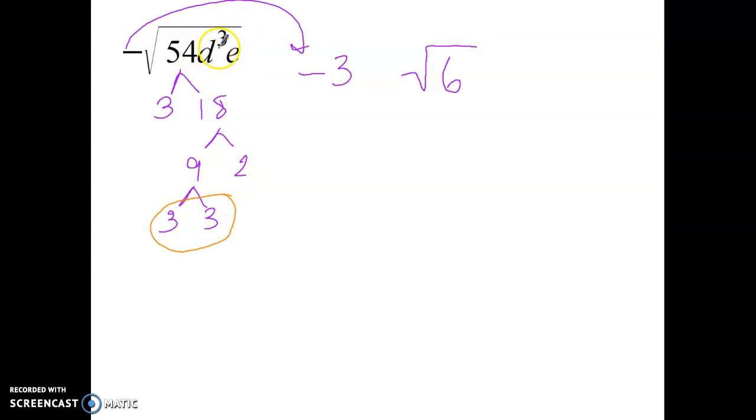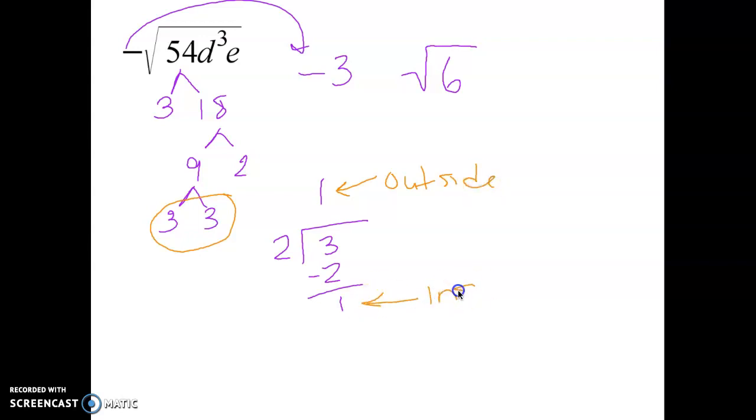Okay, now let's look at our variables here. Look at the exponents. What is it that we divide the exponent by? Right, we divide by 2. Because it's a square, right? Square is a number times itself, which is 2. 2 goes into 3 one time. 1 times 2 is 2, with 1 left over. Okay, so now remember from before, this number tells us the exponent that goes on the outside, and this number tells us the exponent that goes on the inside.